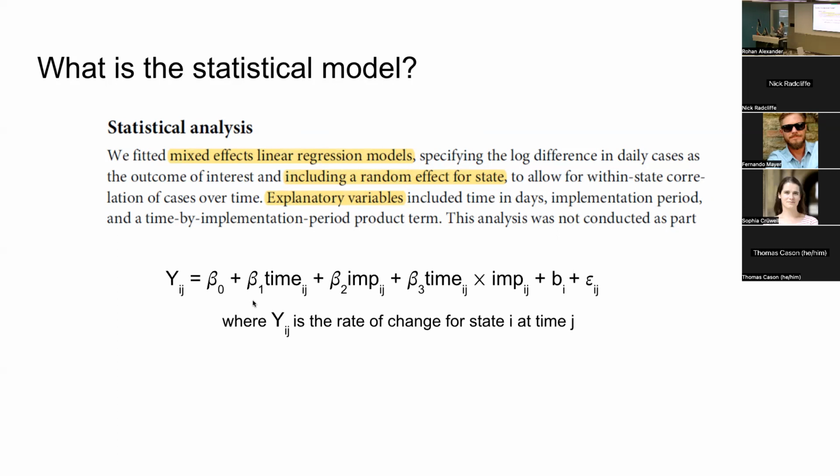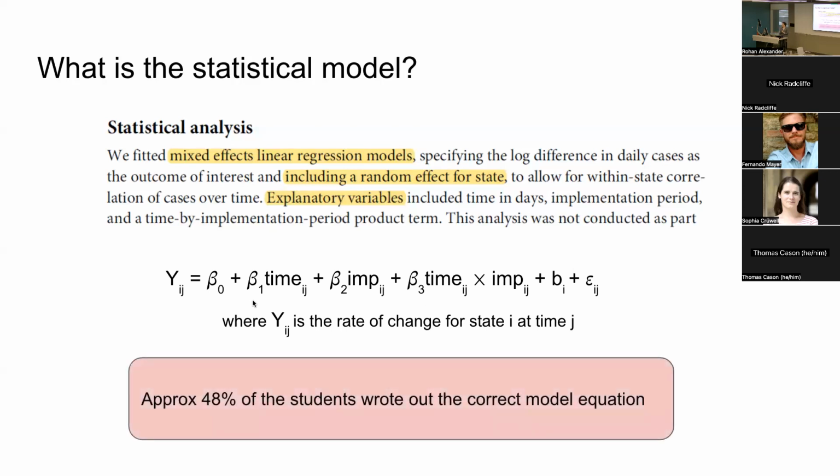The equation is a linear mixed effects model, and it has a random intercept term for state. State is the cluster, and the days are the units of analysis. The authors do explain what this equation is in English, but going from the English to the model takes a lot of statistical and scientific literacy. And unfortunately, less than half of the students were able to write out the correct model equation. A lot of the students forgot to put the random intercept term. So that was the biggest mistake that the students made.